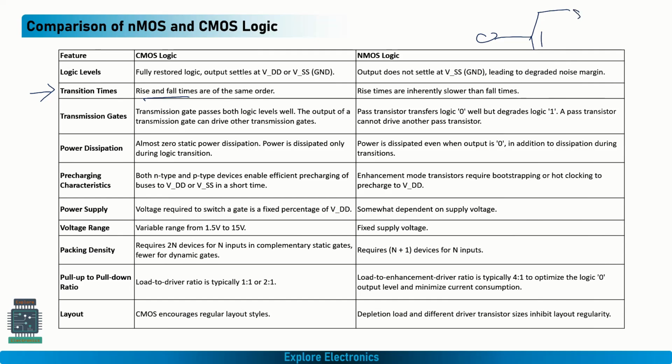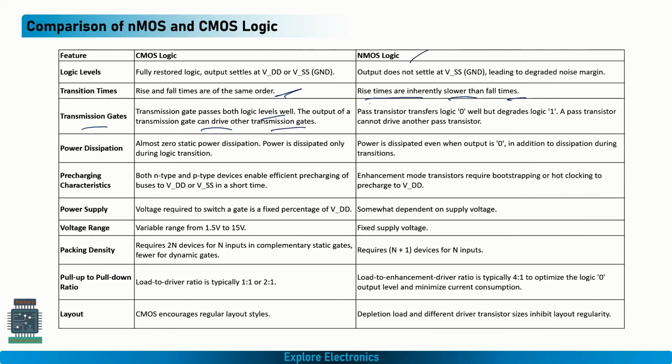From 0 volt to 5 volt, how much time is required to do that is rise time. Similarly, from 5 to 0, how much time it takes to decrease its value to 0 is fall time. So both are the same here in CMOS logic. Here rise time will be inherently slower than fall time. And transmission gates, if you take, a transmission gate passes both the logics well. The output of the transmission gate can drive another transmission gate easily.